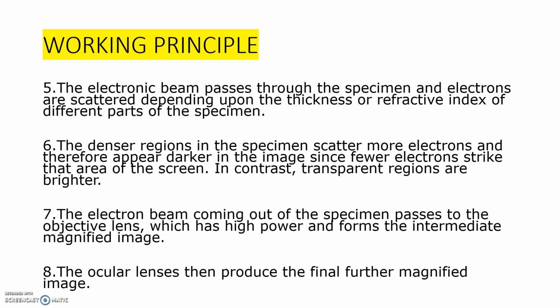The electron beam coming out of the specimen first undergoes scattering and then passes to the objective lens, which has a high power of resolution and forms an intermediate magnified image. The ocular lens then produces the final magnified image.